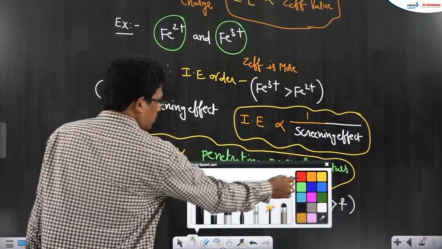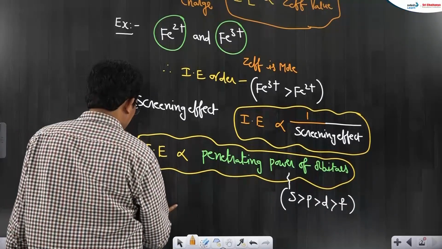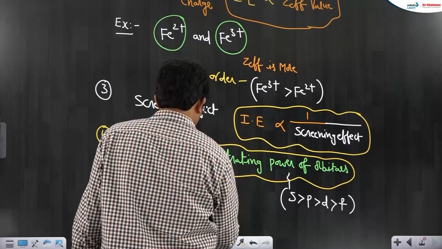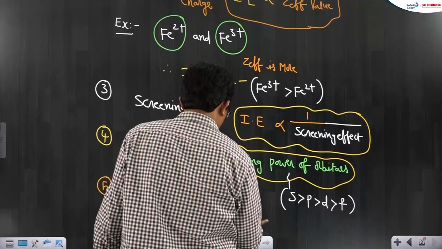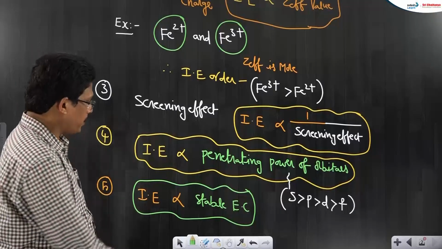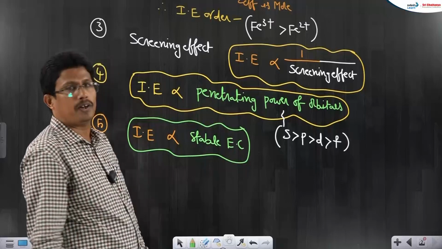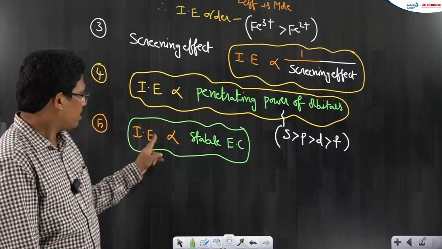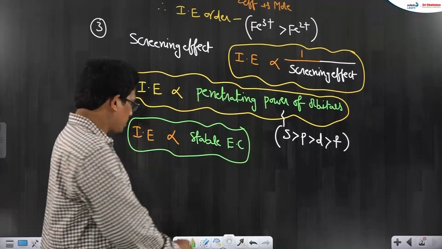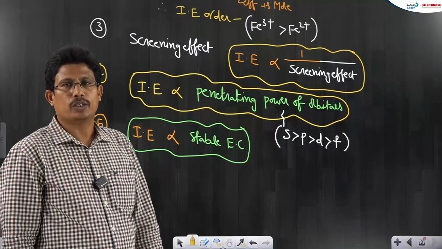Last one, electronic configuration. Ionization energy values are directly proportional to elements with stable electronic configuration. Here stable electronic configuration is nothing but half-filled or completely filled orbitals. Elements having half-filled or completely filled orbitals in their valency shell are more stable. That's why they require more energy to lose electrons.